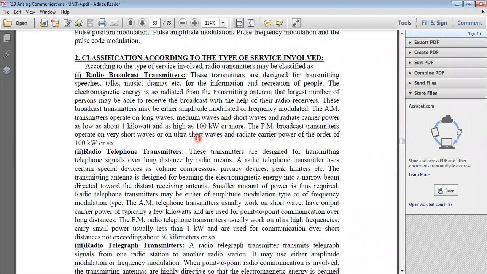Similarly, FM broadcast transmitters are used in very short waves, or ultra short waves, with a carrier power of 100 kilowatts.